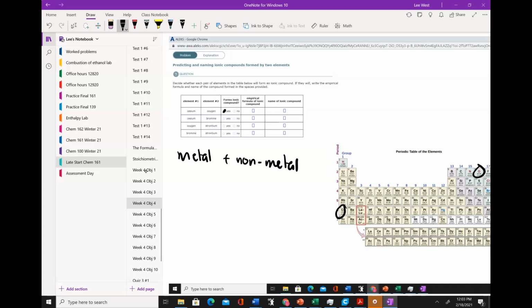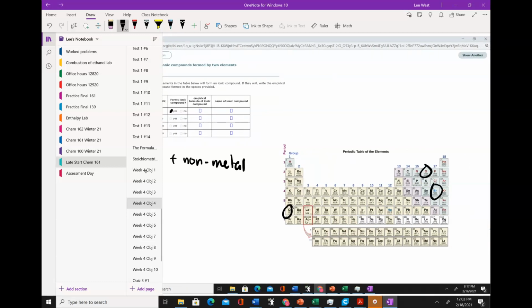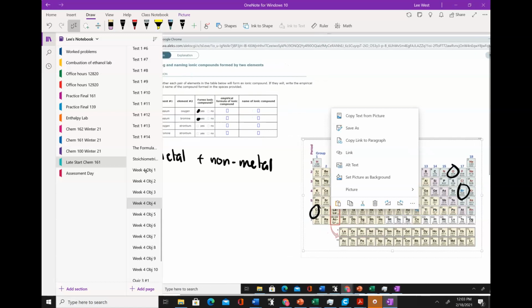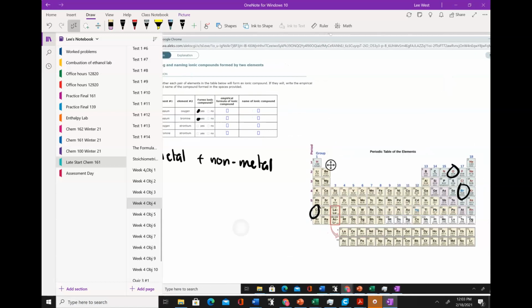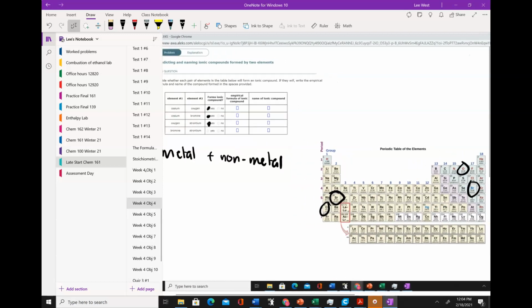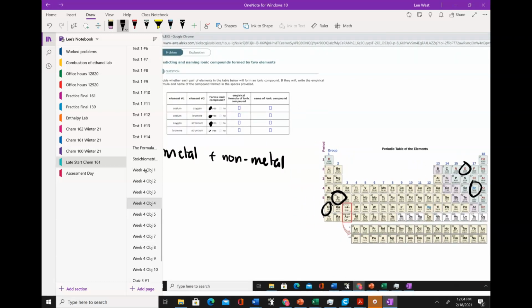In the next one, we've got cesium combining with bromine, which is also a non-metal. So yes, that forms an ionic compound. So we've got metal, non-metal. Now we've got oxygen, which we'd already labeled, that's a non-metal, combining with strontium, which is in group 2A, which is a metal. So that also forms an ionic compound. And then finally, we've got strontium, which is a metal, combining with bromine, which is a non-metal. So that is also going to form an ionic compound. So in this case, all four of them do.